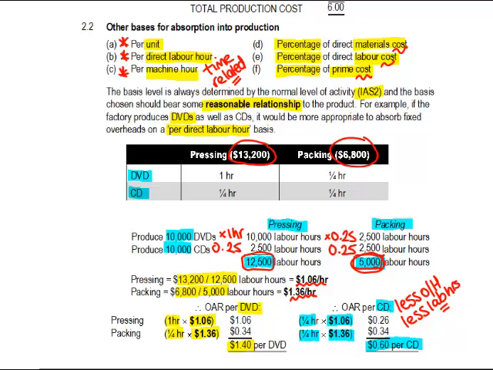DVDs take a lot longer, and therefore we've got more overheads assigned to those, and therefore the cost is higher.